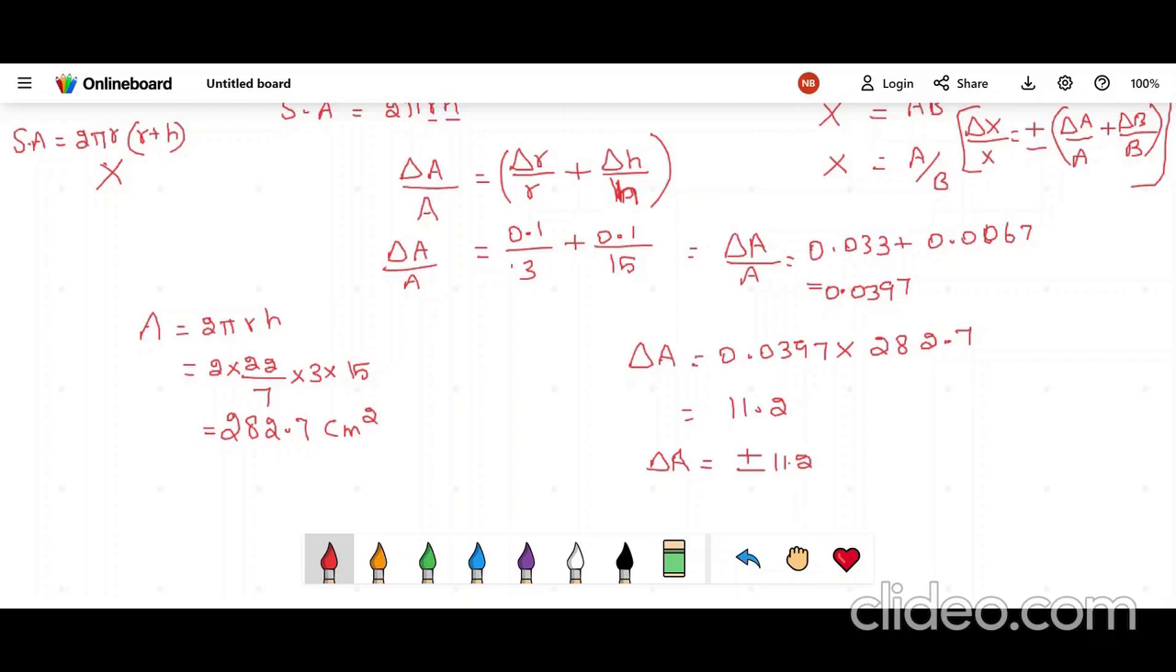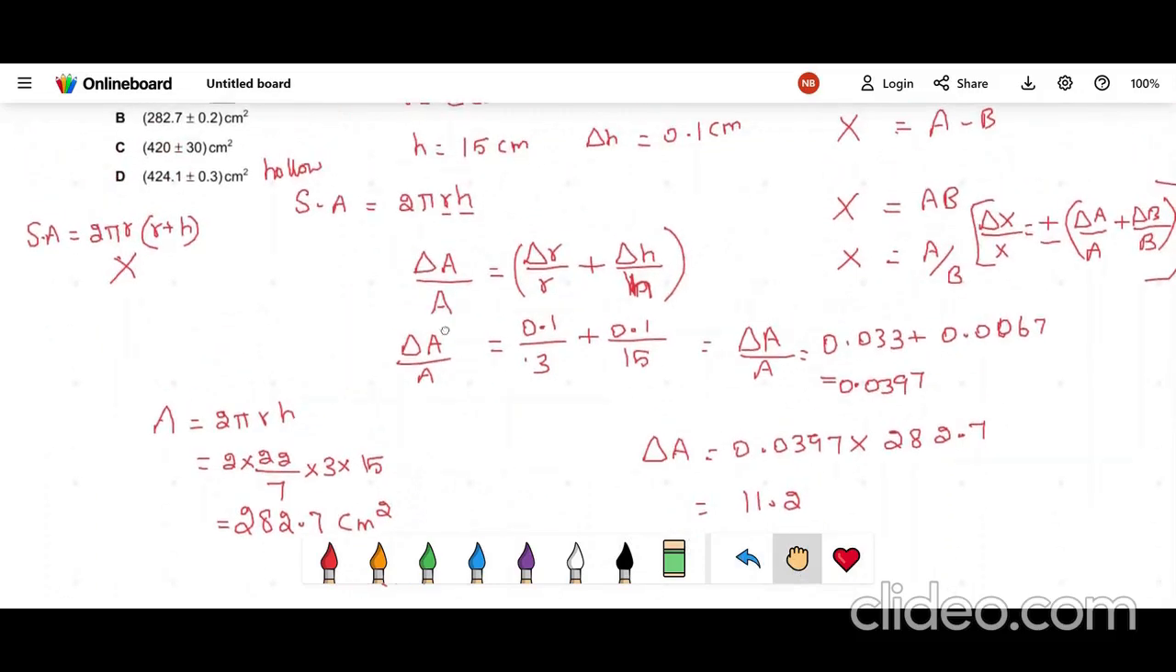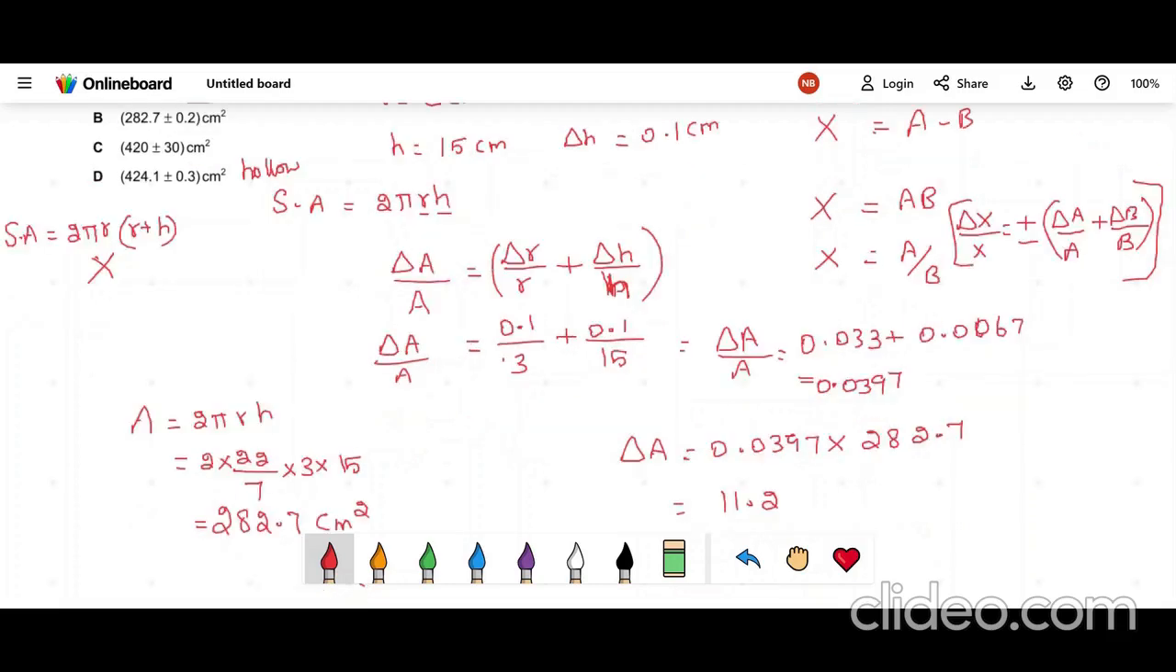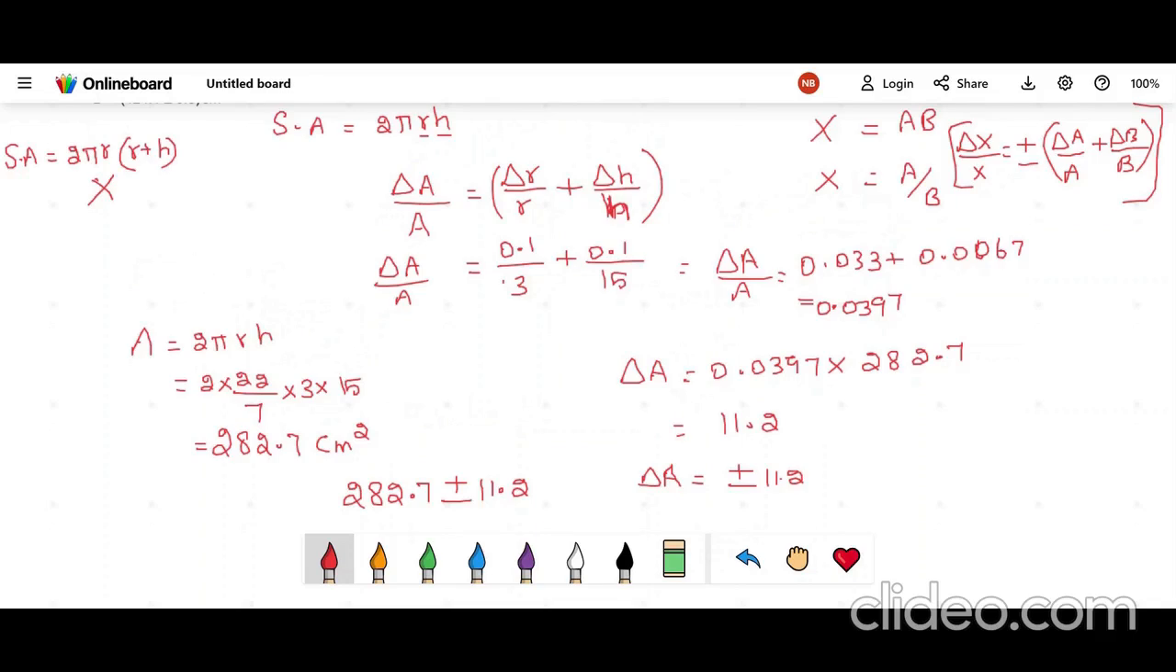So how can we represent the surface area of the hollow cylinder? 282.7 plus or minus 11.2. Approximately this will be applicable in choice 1, right? 280 plus or minus 10 centimeter squared. All others are not related to that answer, right? That is why the related answer will be this one. So please refer to this one. The last question is giving so many ideas, right? So use that concept to find out different types of questions based on that concept. Thank you.